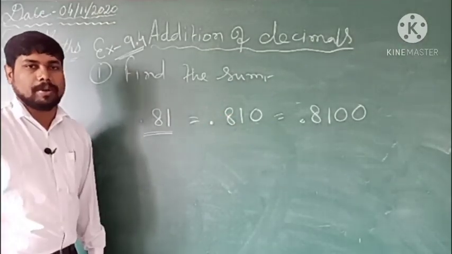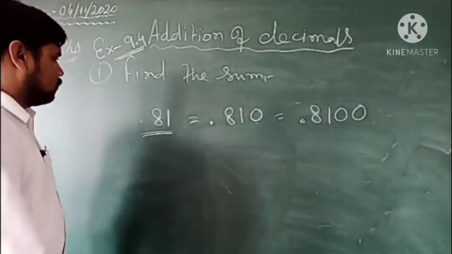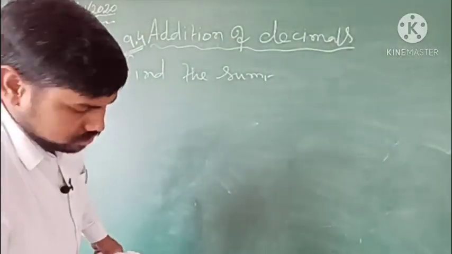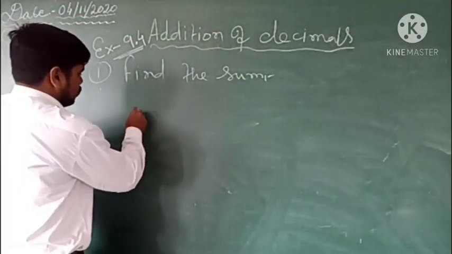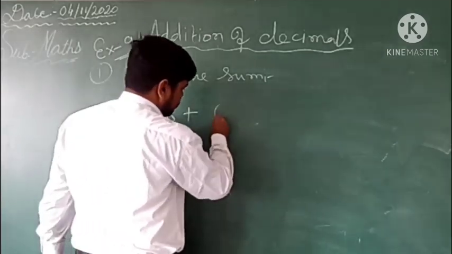After then, the third one, you have to find the sum. So it's very easy, but still maybe some of you become confused here. So 5.8 plus 6.5, and you have to tell what is the sum.